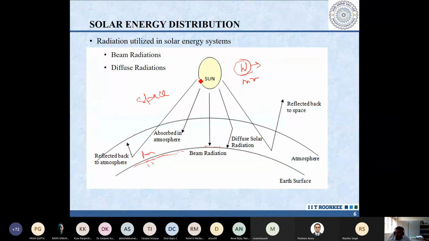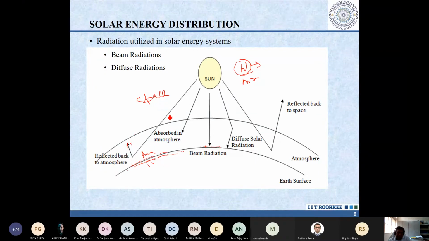When this sunshine or solar radiation travels through space, its intensity remains almost constant. But when it enters the atmosphere, problems arise. What are the problems? Some solar radiation is reflected within the atmosphere and does not reach the Earth's surface. So it is not available to me, because my system will be placed on the Earth's surface.